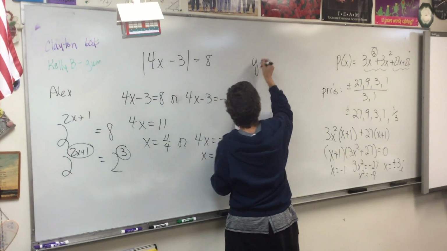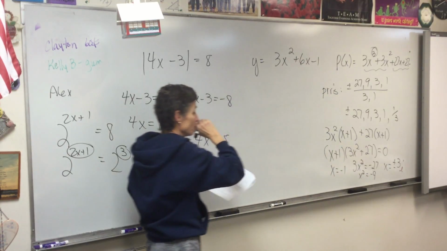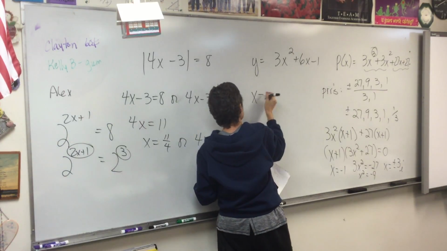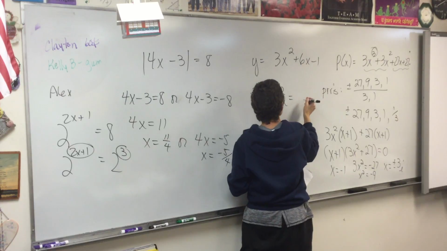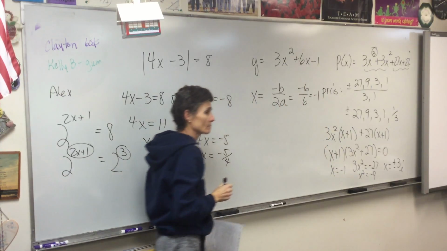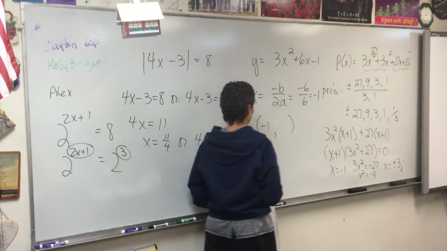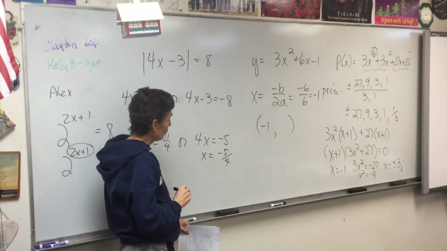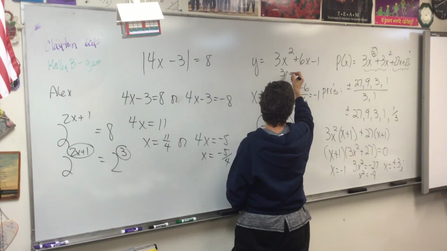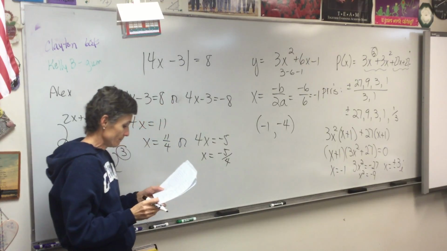Find the vertex. All right, we talked about this the other day. How do we find the vertex of a parabola? That's a parabola. Negative b over 2a. So your axis of symmetry is negative b over 2a, which would be negative 6 over 6, or negative 1. Be careful, we want our vertex, so that's the x-coordinate, and then we'll need our y-coordinate, which we will find by plugging in. So that would be 3 minus 6 minus 1, negative 4. So my vertex is negative 1, negative 4.